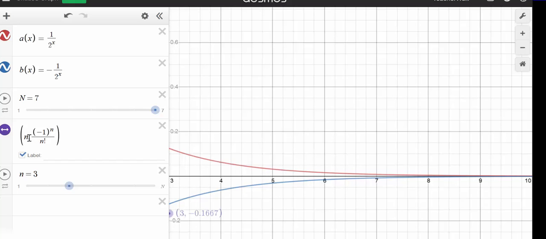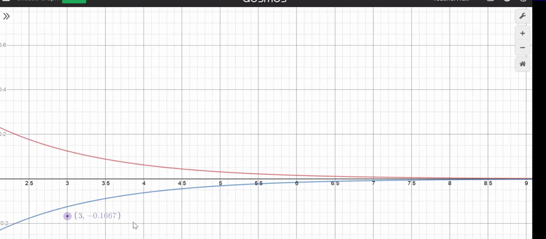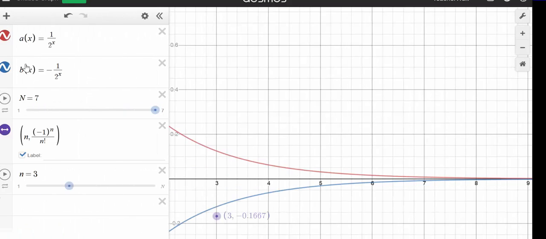Now I've got here something that will generate ordered pairs. So I've got n and (-1)^n over n factorial. So you can see right now that value is at n is 3 and this is negative 0.1667. But now notice as I start incrementing it. So I've got n is 3. Now let's look at n is 4.